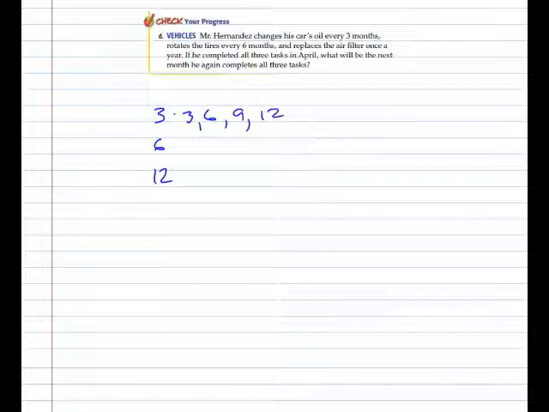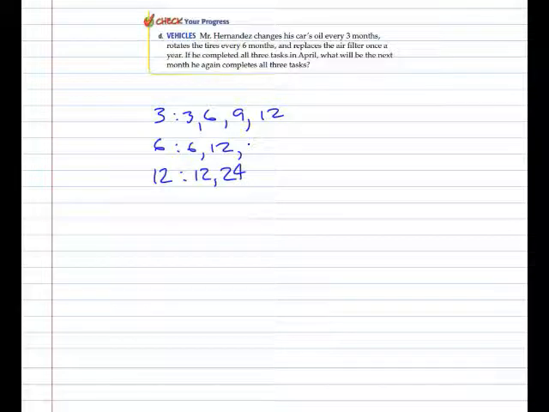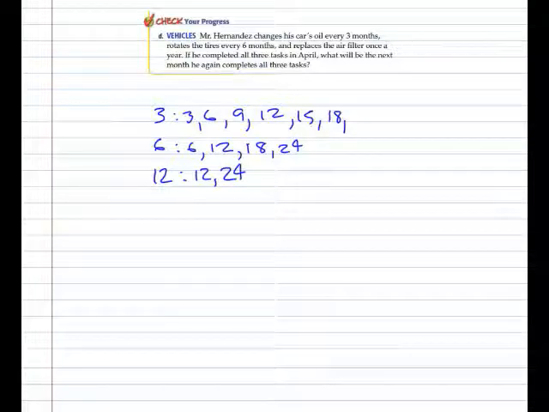3, 6, 9, 12. 6, 12, and 12. 24. 18, 24. 15. 18, 21, 24.